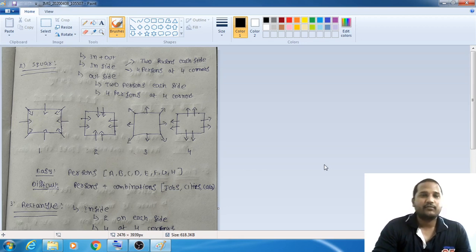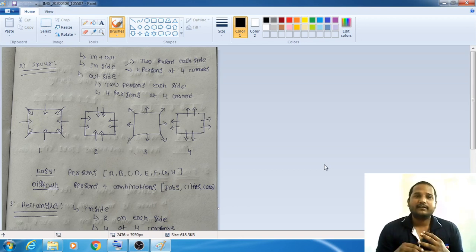So now the second model is the square model. Square sitting arrangement also has three types. The first one is all facing inside. The second model is all facing outside, and the third one is inside plus outside, that means some of them facing inside and some of them facing outside. This also starts from 5 members. Generally, they ask a maximum of 8 to 9 members.